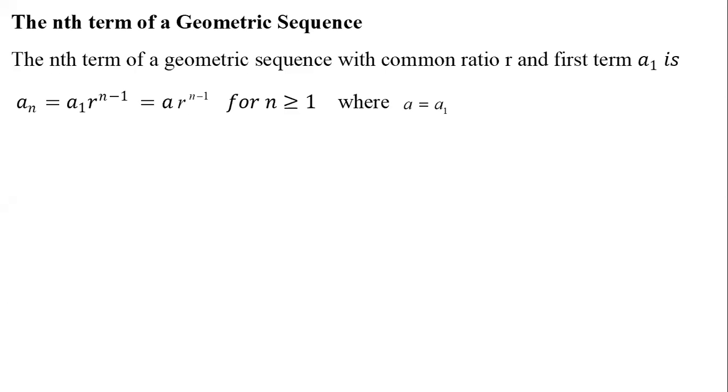Your number of terms n must be positive, that is, greater than or equal to 1. And your first term must not be equal to 0. If your first term is 0, then the sequence is a zero sequence, which does not exist.